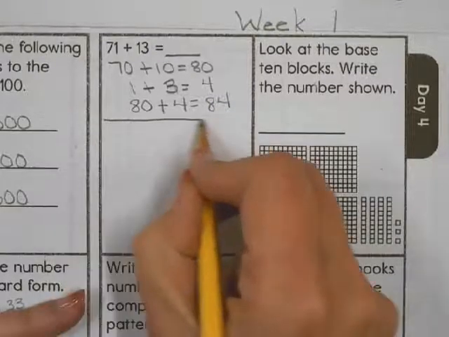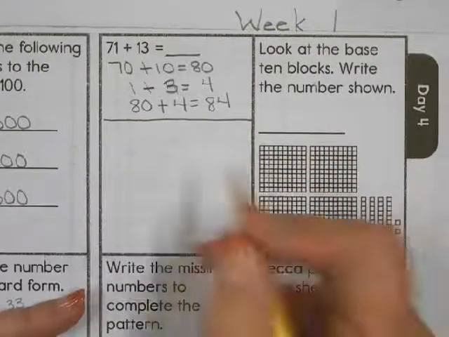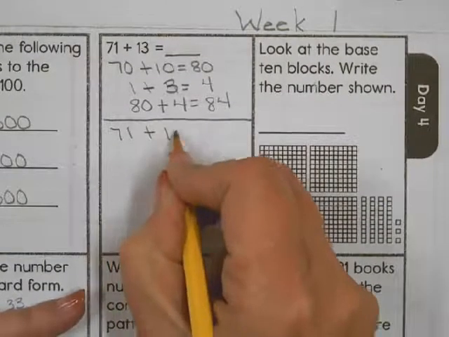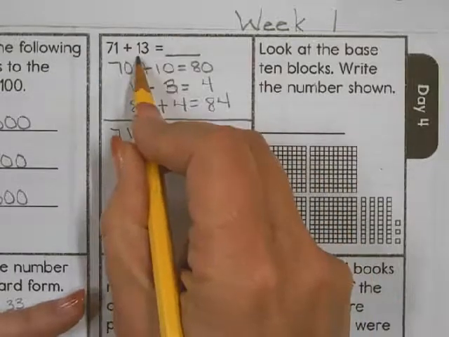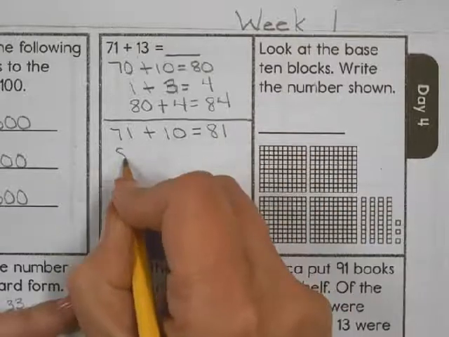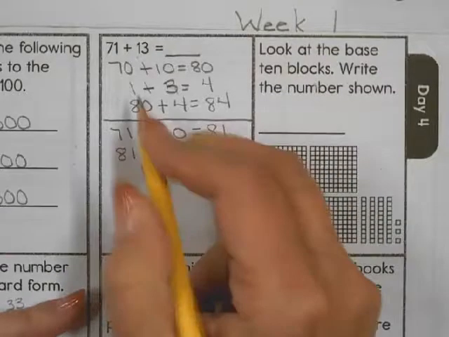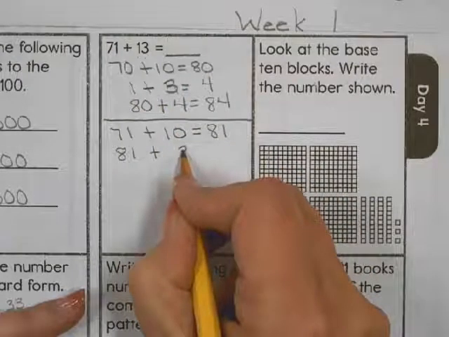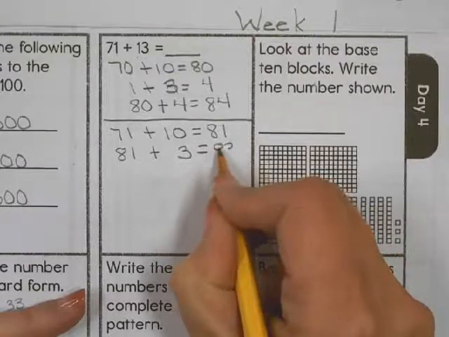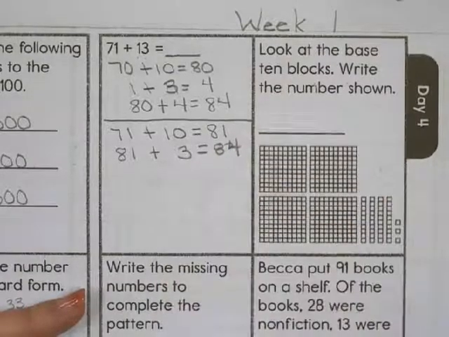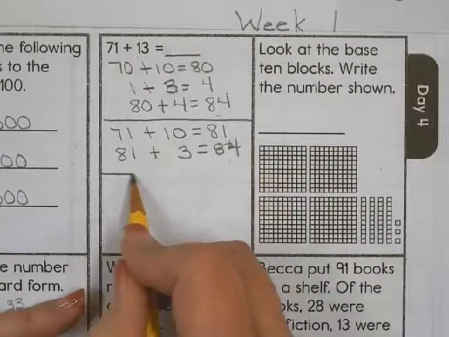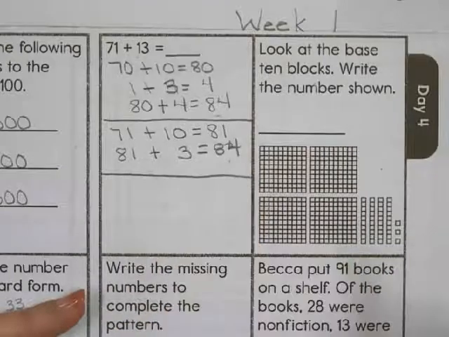Another strategy is the add-on strategy, where we take our largest add-in, which is 71, and add on the tens, which is the 10 from 13, which would be 81. Then we can take the 81 and add on 3 more from the 13. Once we do that, that is going to give us 84. Again, these should match because we are still just using a different strategy, but we should get the same sum.